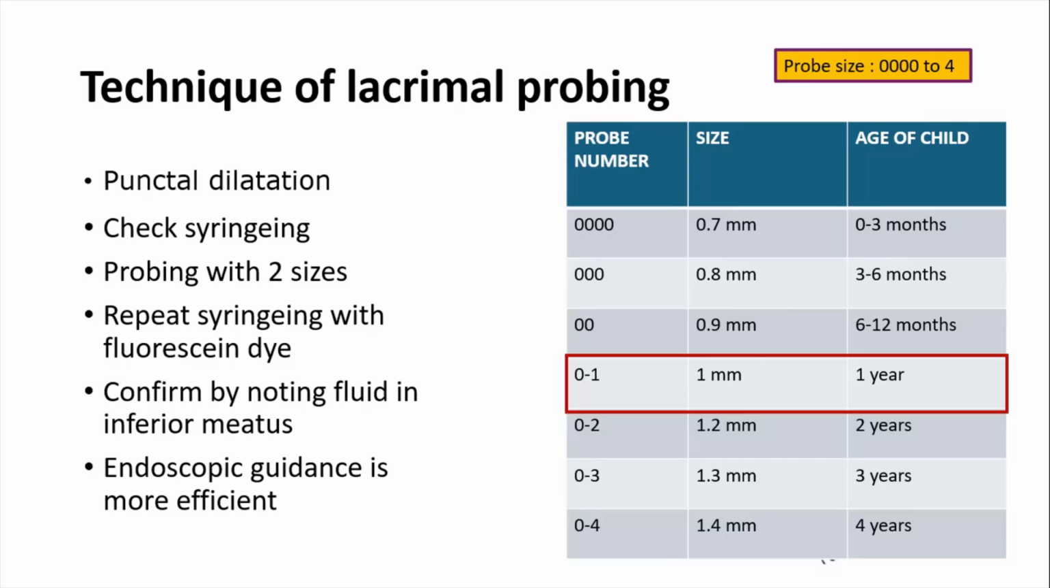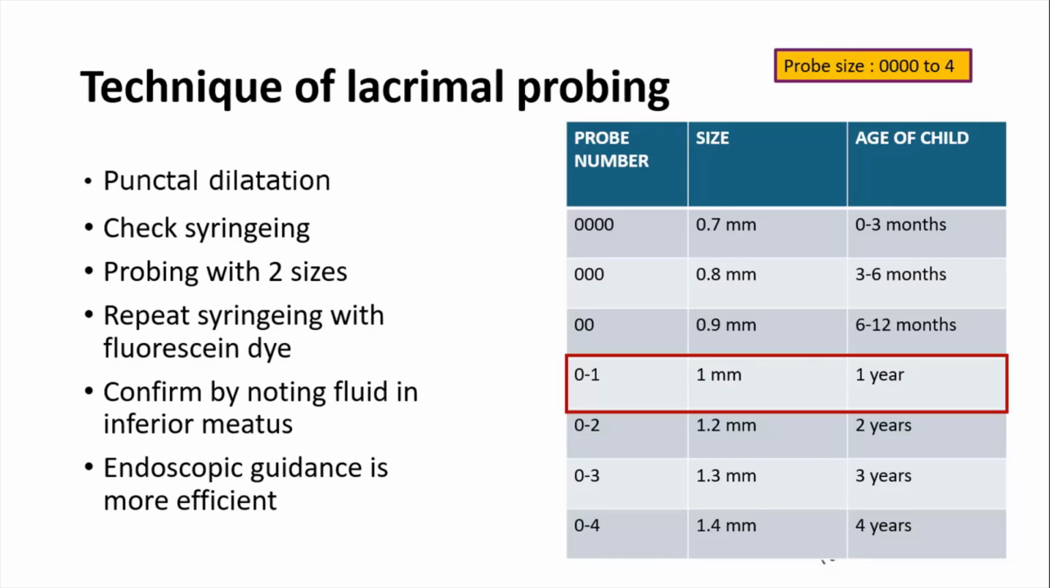So the procedure is to dilate the punctum, do a check syringing and confirm the regurgitation, followed by probing. And probing is done with two sizes. Initially a smaller size, and then we repeat with a slightly larger size to ensure that the tract opens up well. And you confirm the patency by doing a repeat syringing using a fluorescein dye.